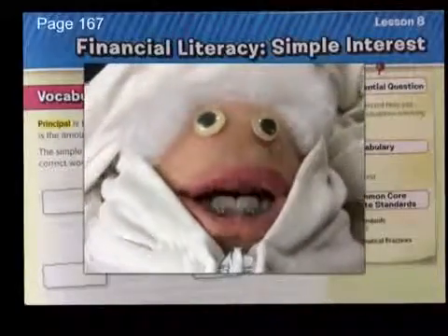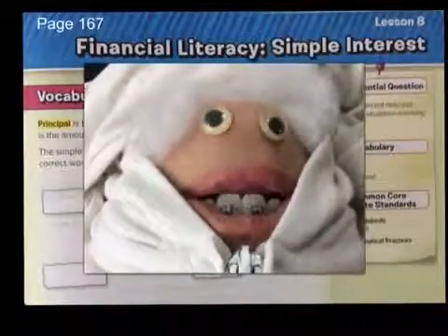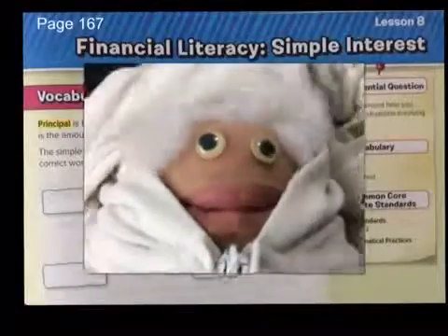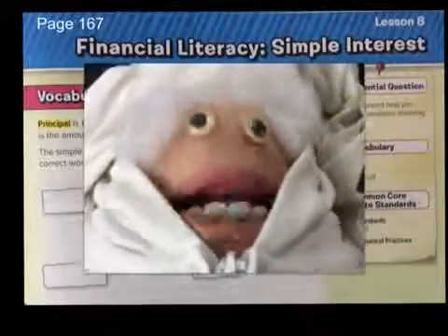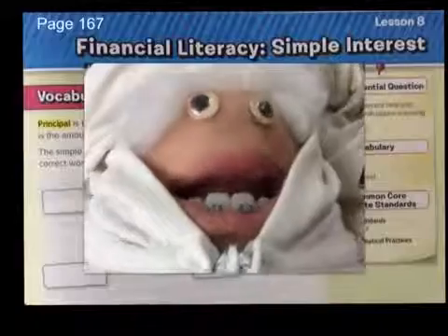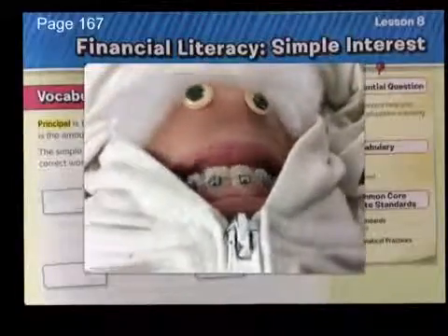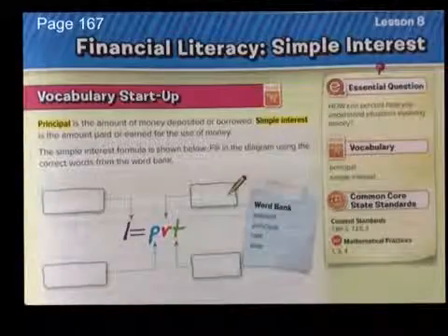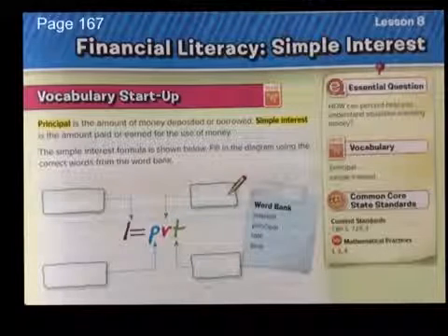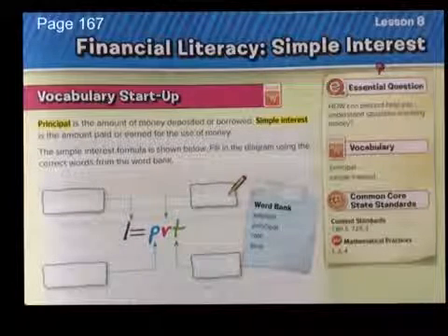Today we are going to learn about financial literacy. Hello everyone, today we are going to talk about financial literacy. Okay, thank you for that, Mr. Palmisano. Now, what we're talking about when we say financial literacy is interest rate.